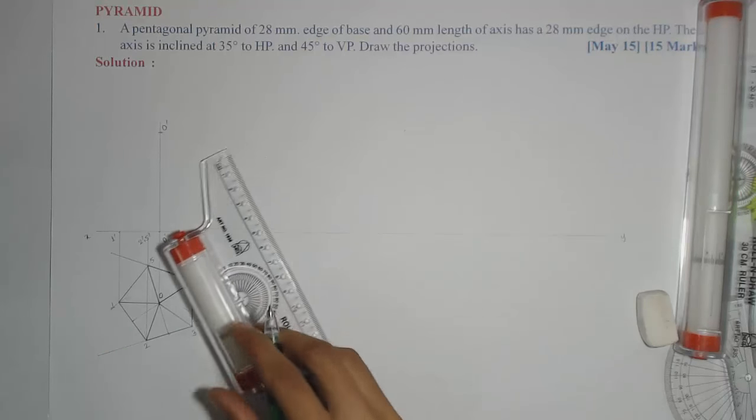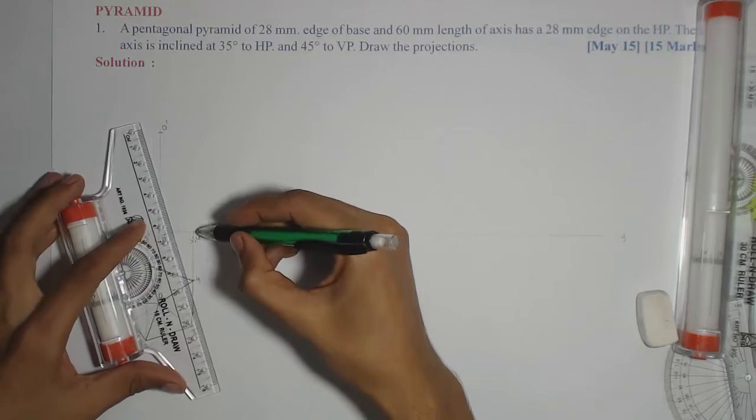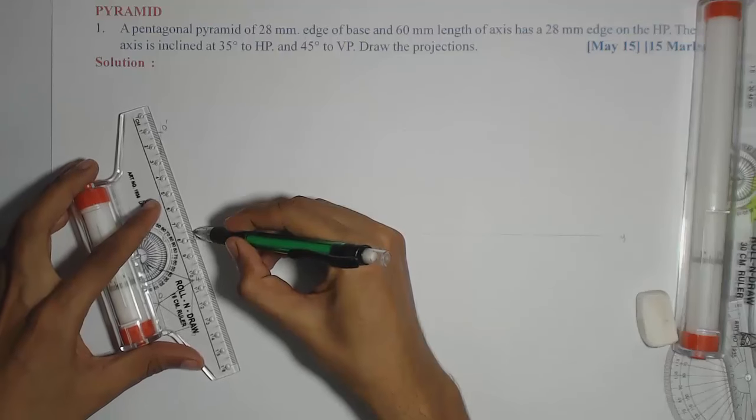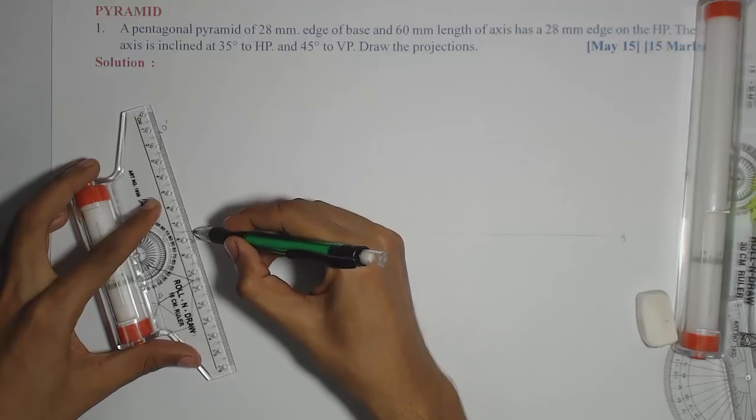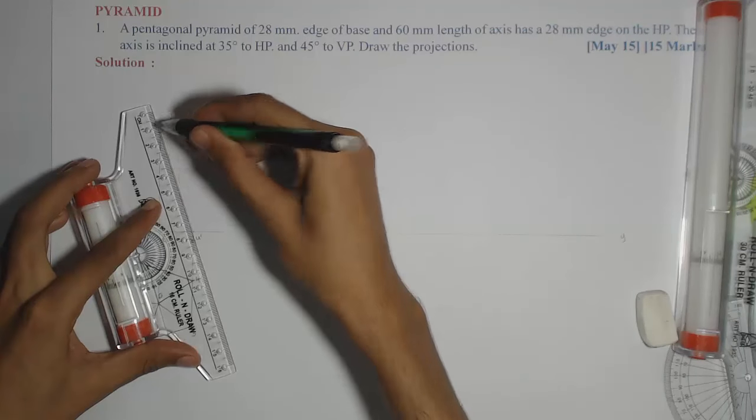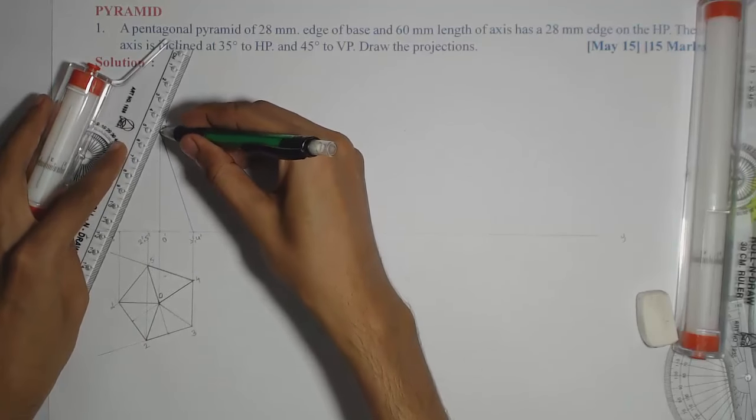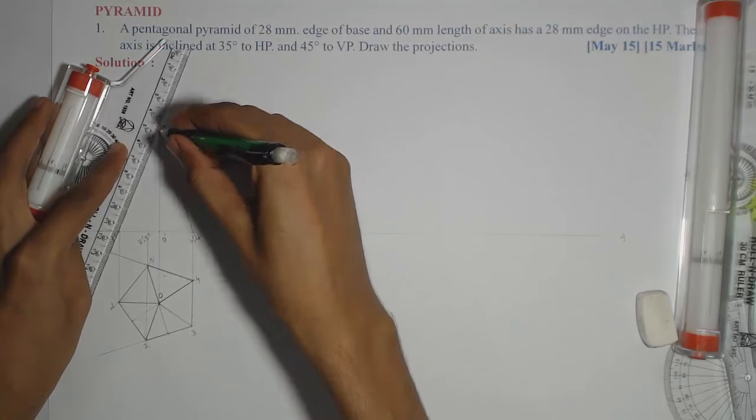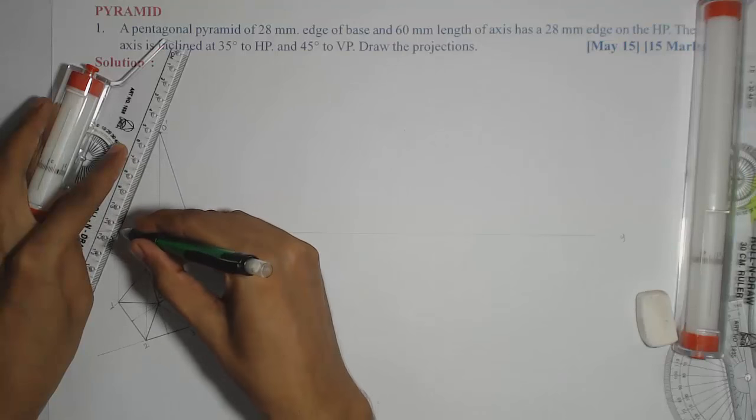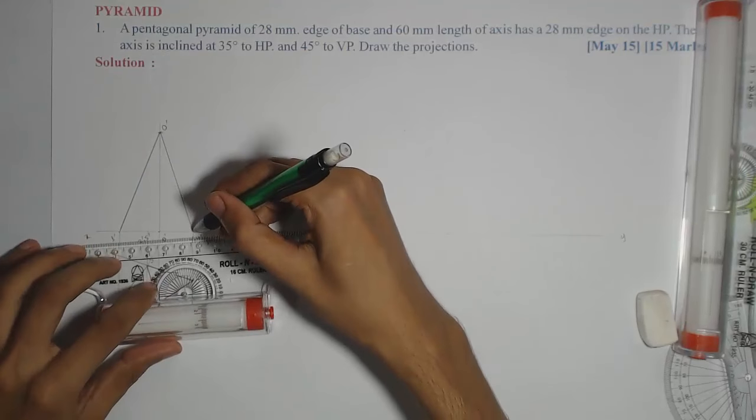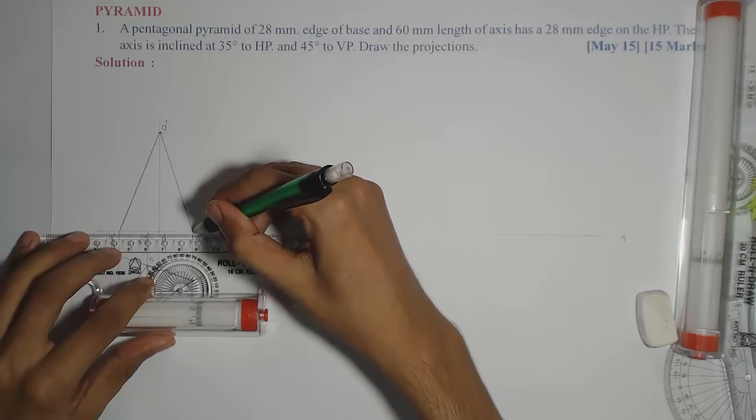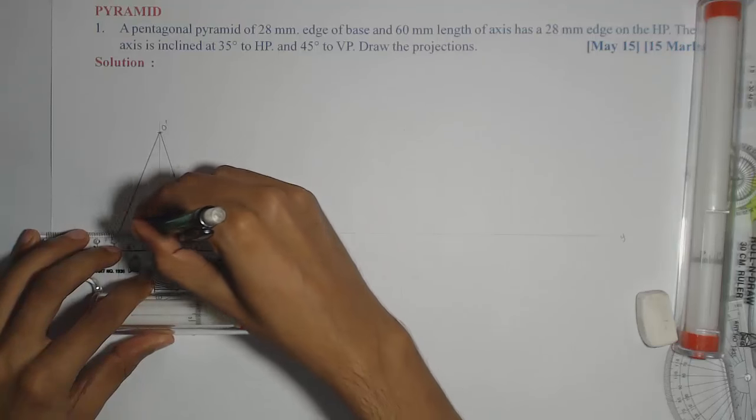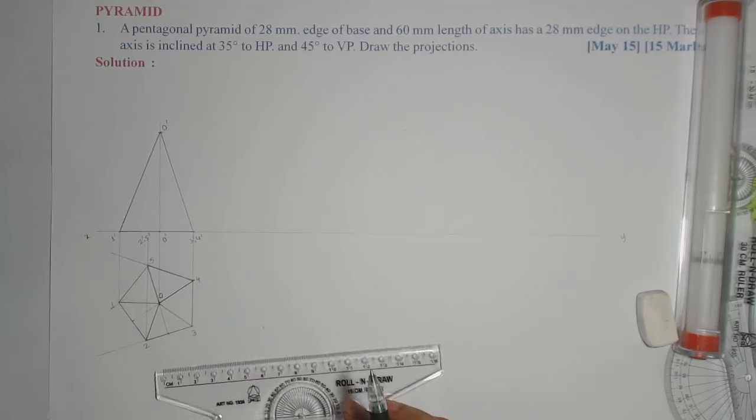So now I need to show the slant edges. So I need to join each corner with the apex. So boundary should be dark. So I'm marking the outer slant edges with dark. Obviously base will be entirely dark, again lying on the boundary. This straight line is nothing but the base for the pentagon.